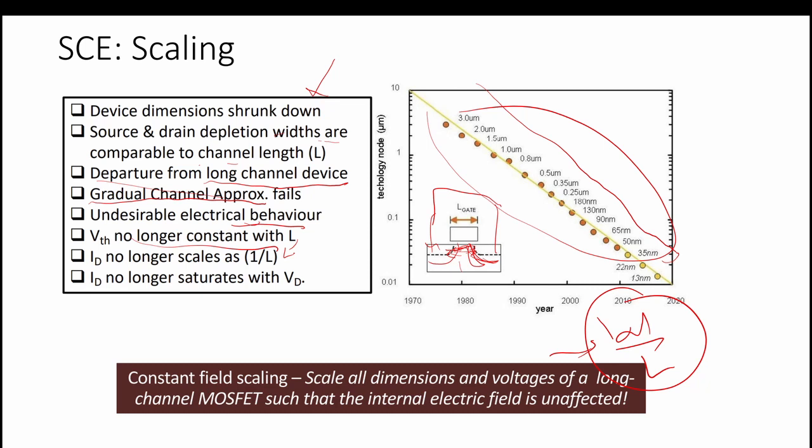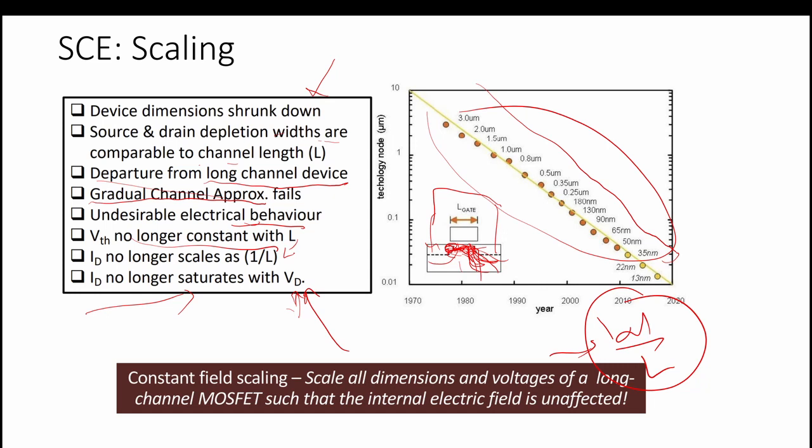Now ID will no longer saturate with VD, because as we apply VD, the depletion region will increase and reach here, so the device won't even turn off. The current won't even saturate, and whatever electrons are here will be swept away at very high values with a very high velocity. So these are the effects that come.